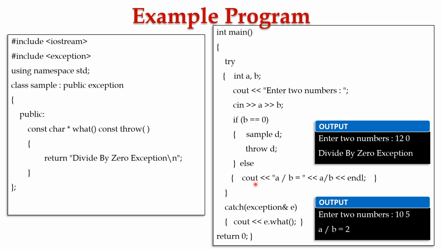And we are executing this cout statement by displaying the message A divided by B as shown in the output. And we are executing the expression A divided by B, that is 10 divided by 5 is equal to 2, which is displayed to the user as shown in the output. The catch block is not executed since the exception object is not thrown inside the try block. So now the control moves to the next statement, that is return 0. The return 0 statement specifies the successful execution of the code.